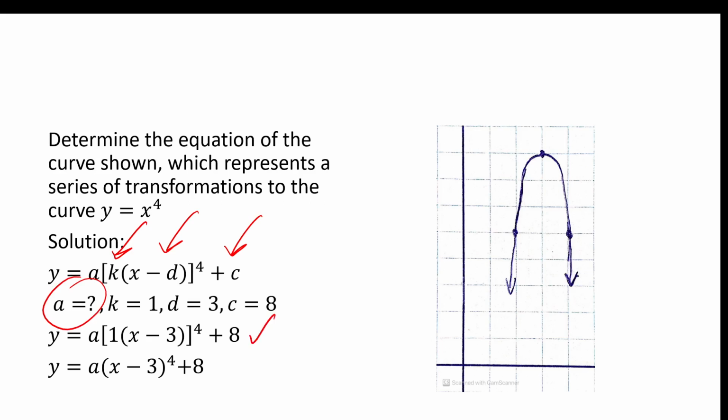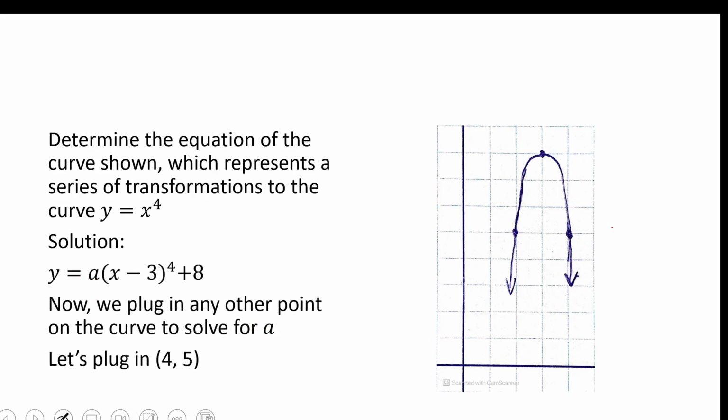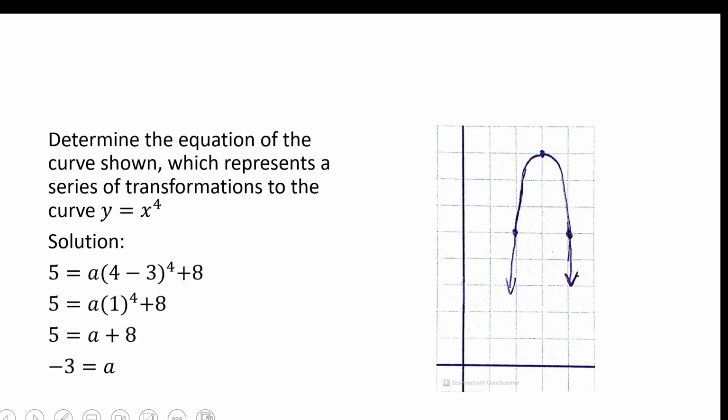And this is our equation so far: A times the quantity x minus 3 to the 4 plus 8. Okay, now we want to sub in any other point that we know to be on this curve. We could sub in the point 2, 5. We could sub in the point 4, 5. We choose the point 4, 5.